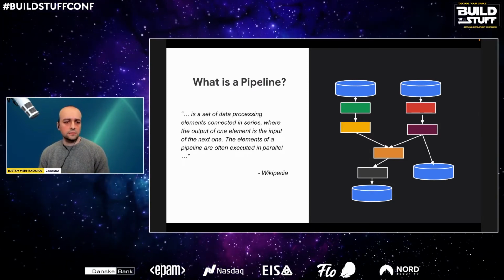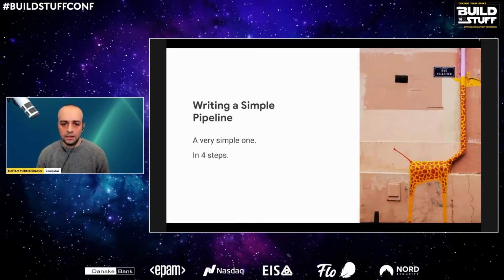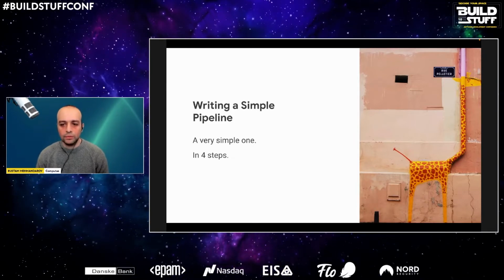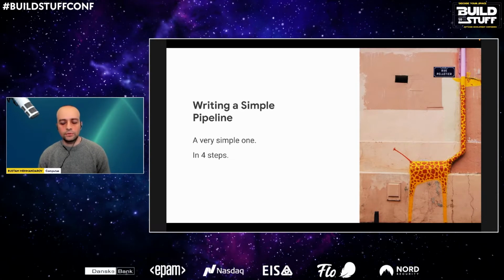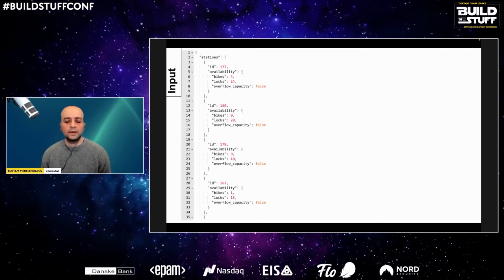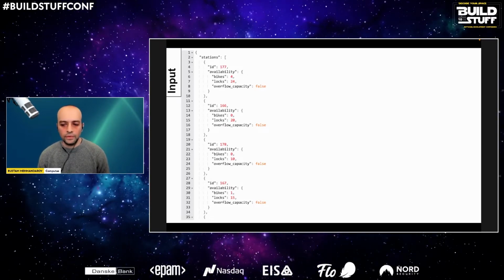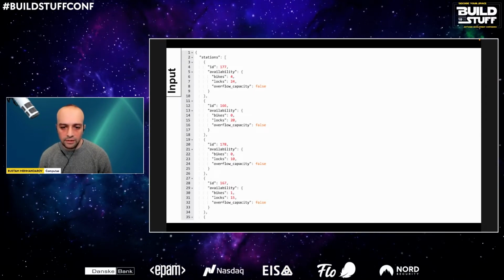And this is basically what it is in Apache Beam as well. If you have to write a very simple pipeline, just to explain how the whole code part works in Apache Beam, now we need to look into the input. So this is the very simple input that I had to deal with. This is the information about the availability of bikes.